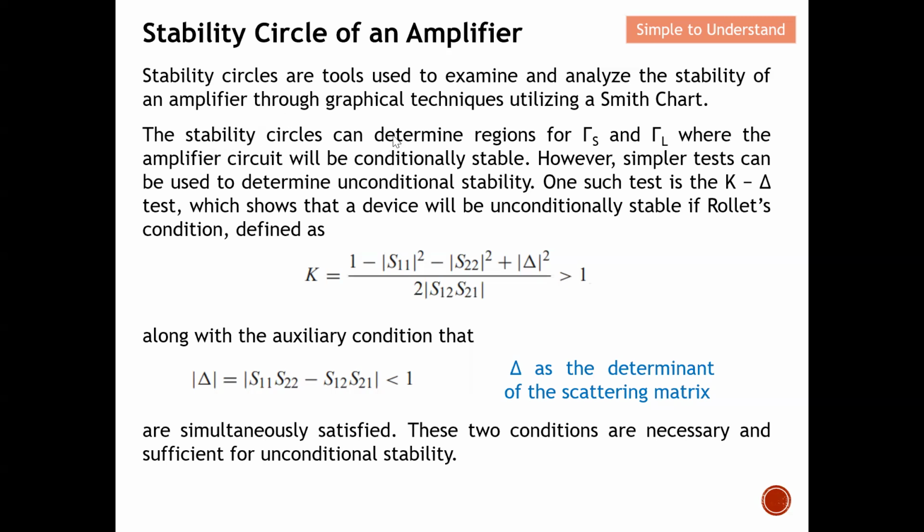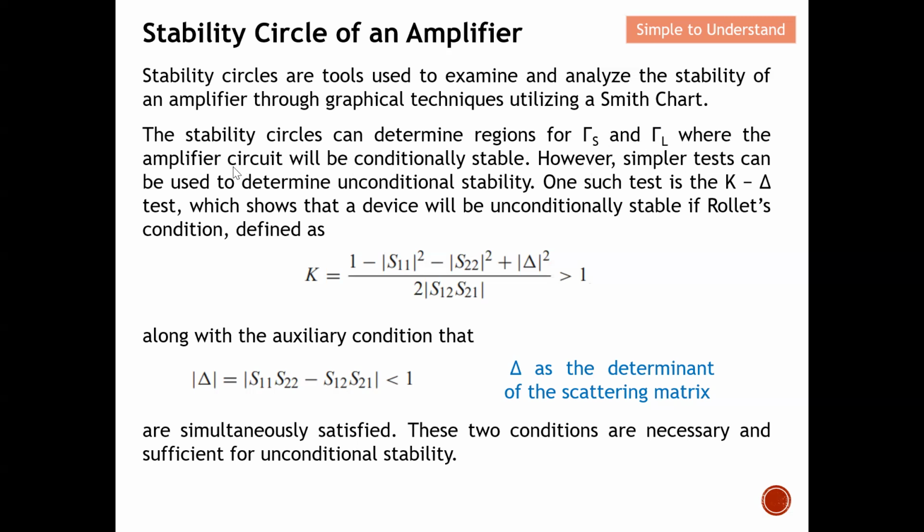The stability circle can be determined in the region for the source and also for the load, where the amplifier circuit will be conditionally stable. As I mentioned earlier, if the amplifier is conditionally stable, then we need to plot the stability circle for the source and also the load. If the amplifier is unconditionally stable, then we don't need the stability circle at all.